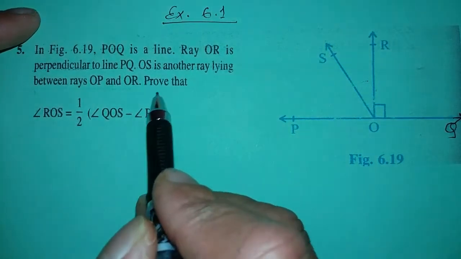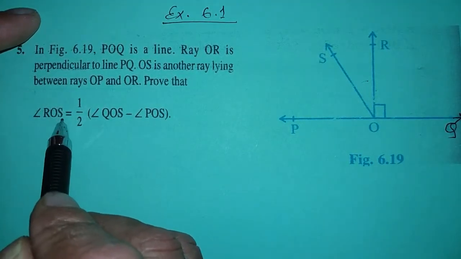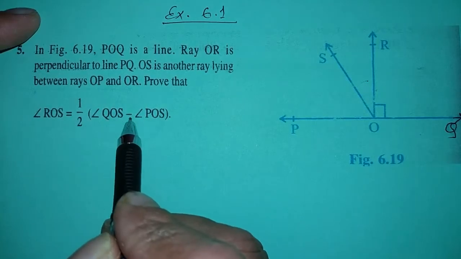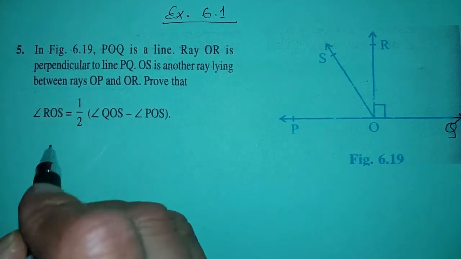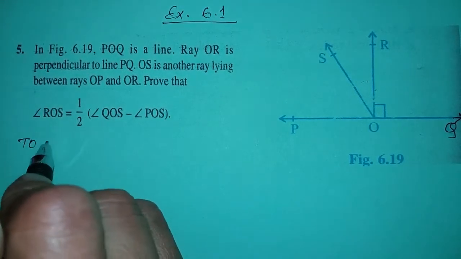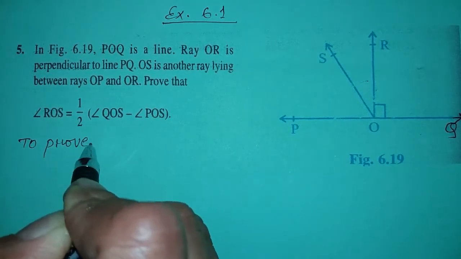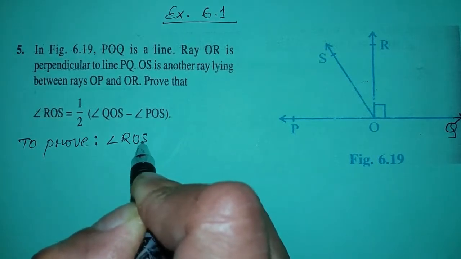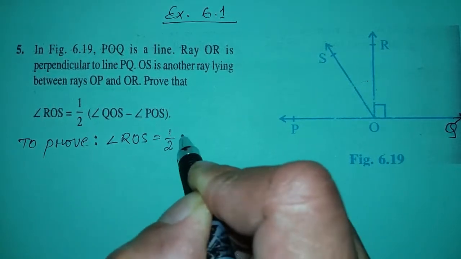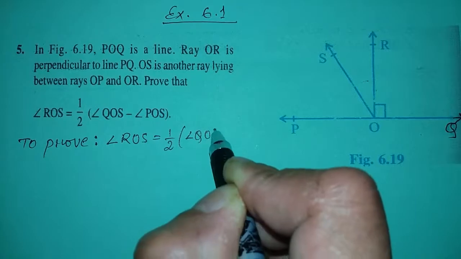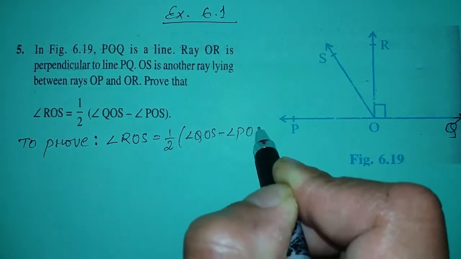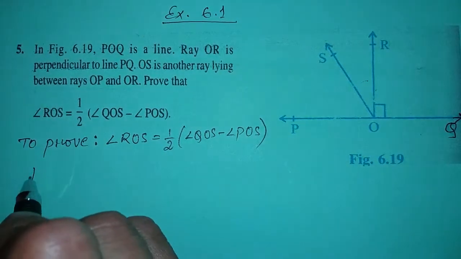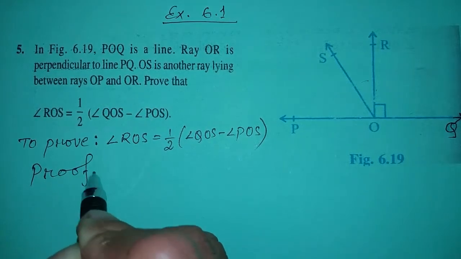Now we have to prove that angle ROS is equal to half of angle QOS minus angle POS. Now proof.